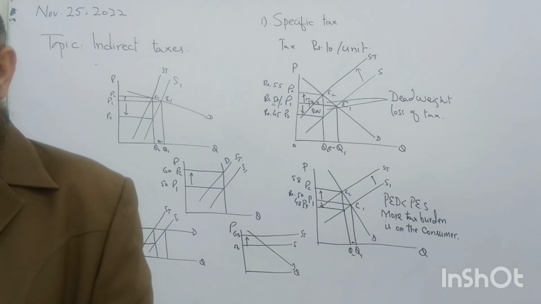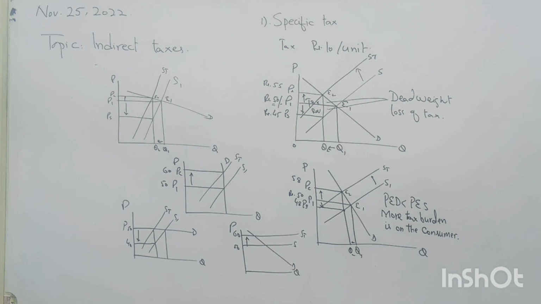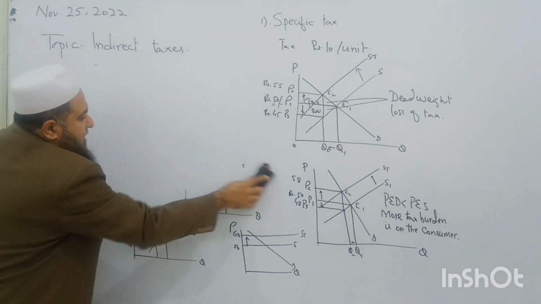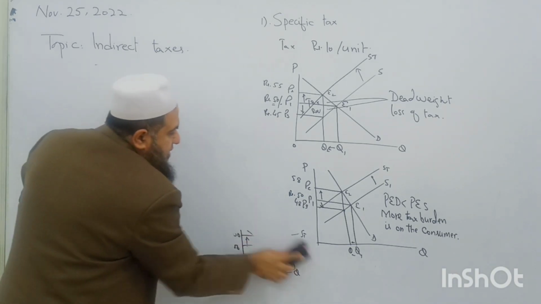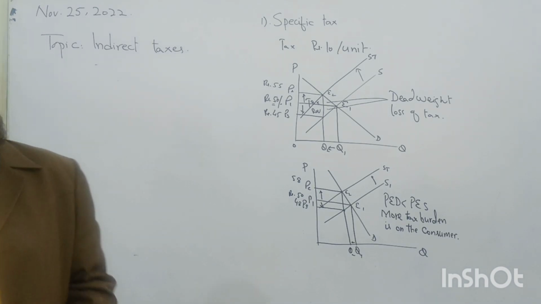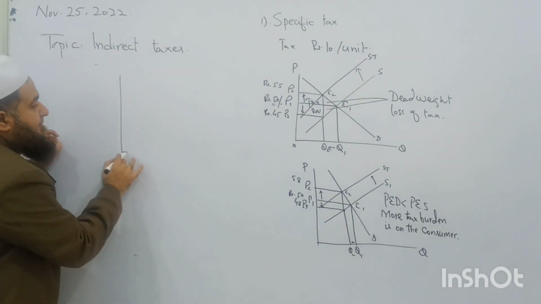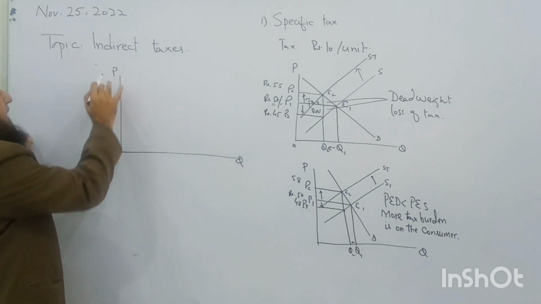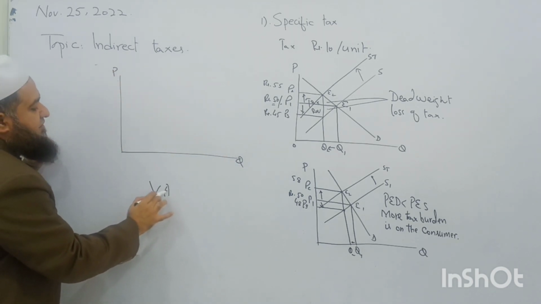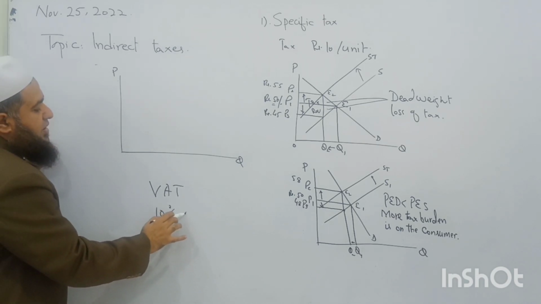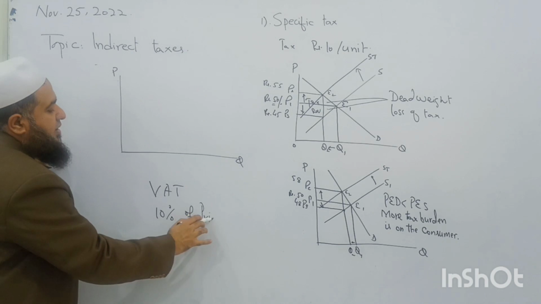In our next class, we will study the value added tax, but I can complete the value added tax diagram now. This is only a diagram, the rest of the things will remain the same. Value added tax, I told you, is going to be a non-parallel shift. Now I am writing this is the value added tax. For example, it is 10% of price.